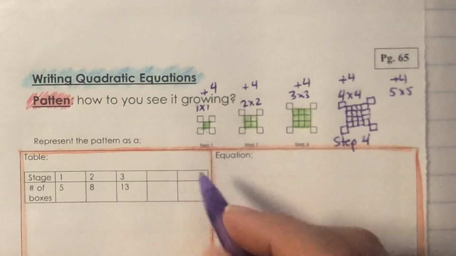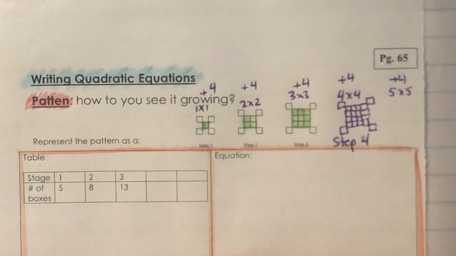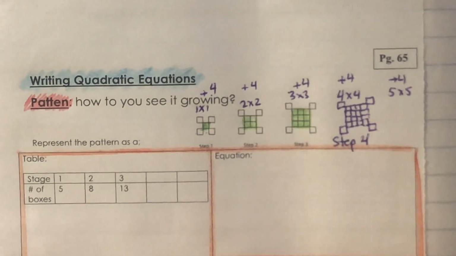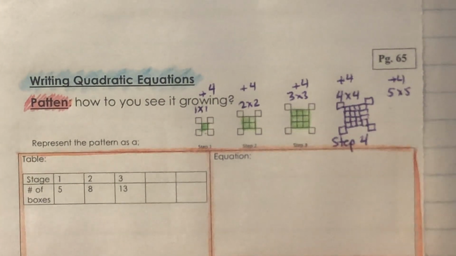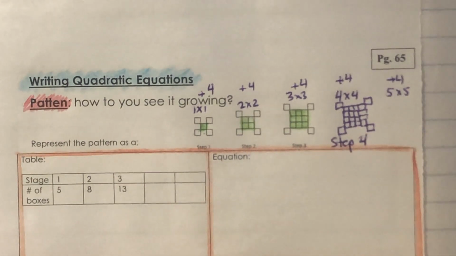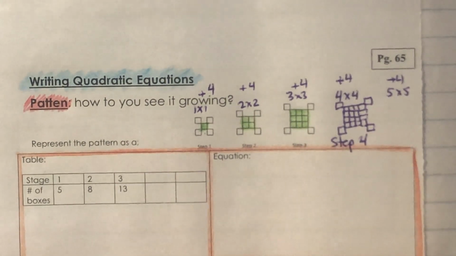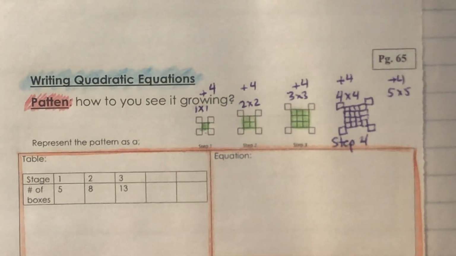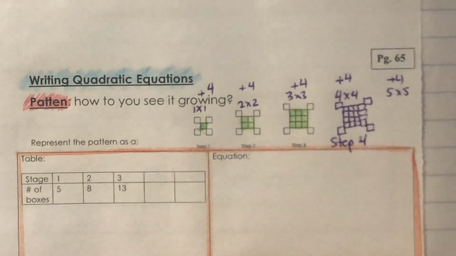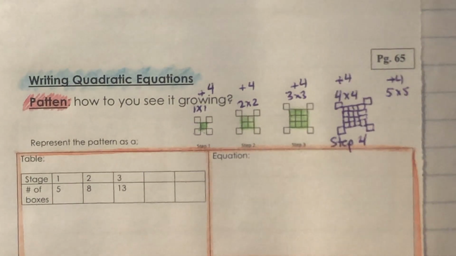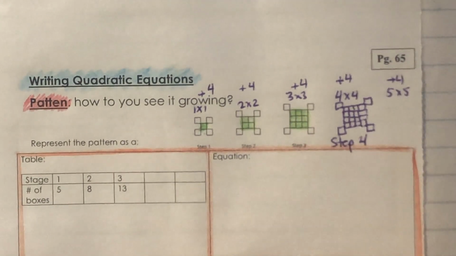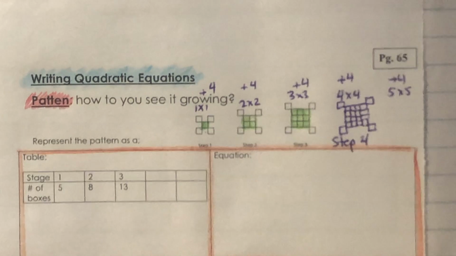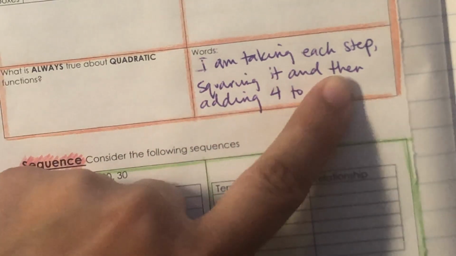So what am I doing? I am taking each step, right, squaring it, and then adding 4 to it. Okay, so in words, what am I doing? I am taking each step, squaring it, and then adding 4 to it.